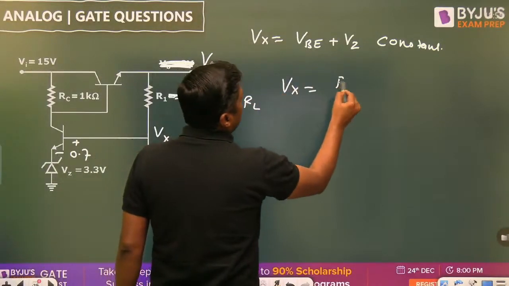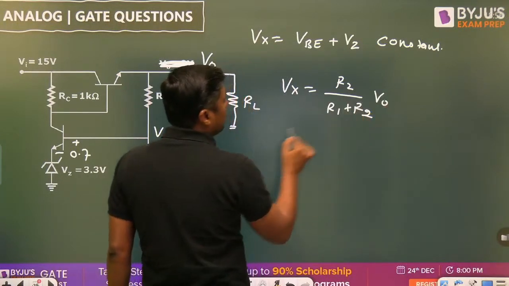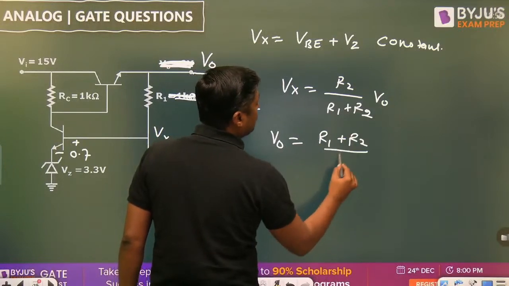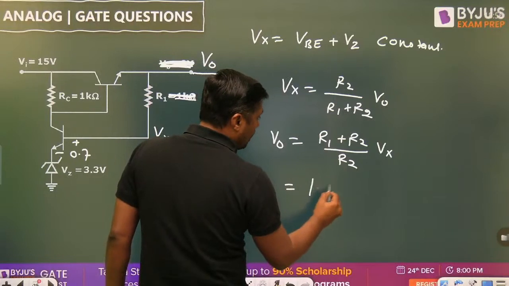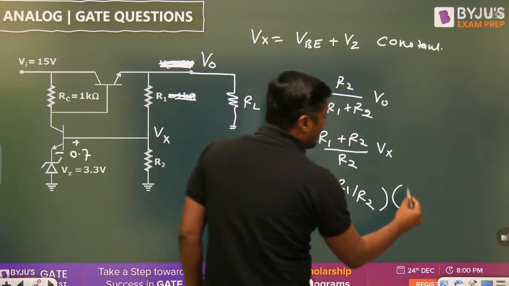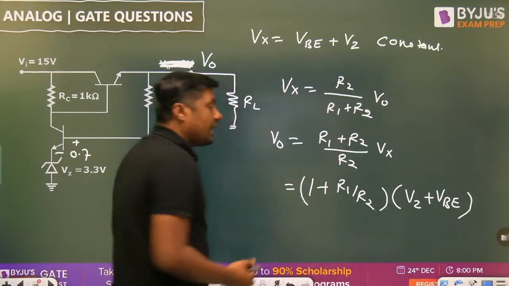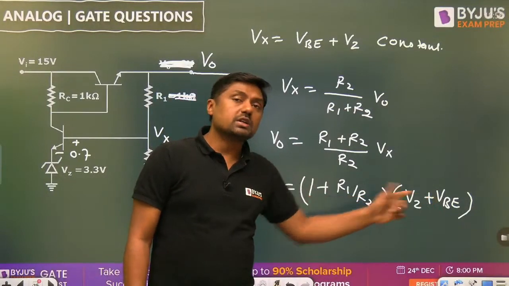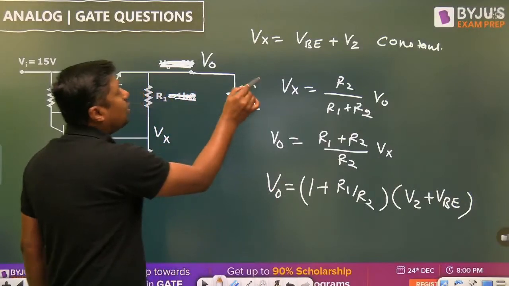Vx is equal to R2 upon R1 plus R2 into V0. So V0 is equal to R1 plus R2 upon R2 into Vx. This will become 1 plus R1 by R2 into Vz plus VBE. R1 constant, R2 constant, Vz constant, VBE constant, and that's why the output voltage will remain constant. It is independent of variation in RL.